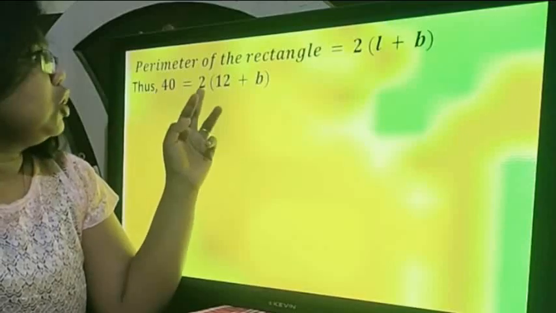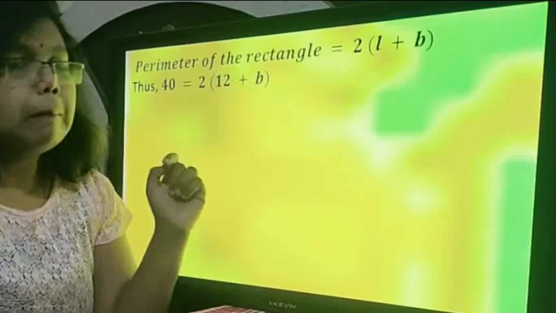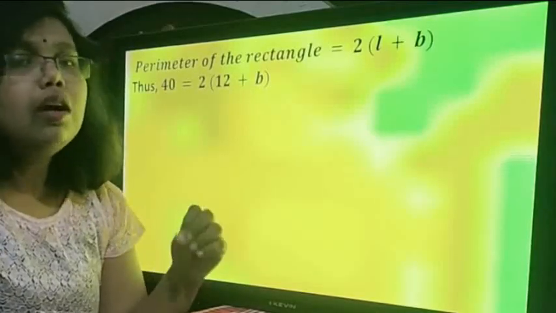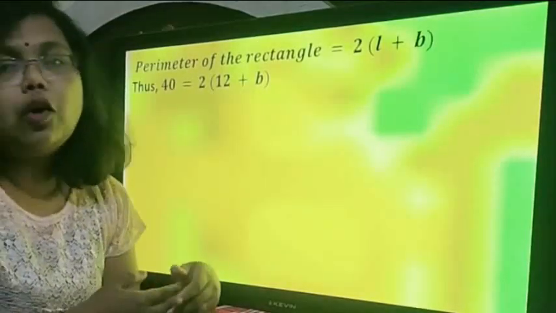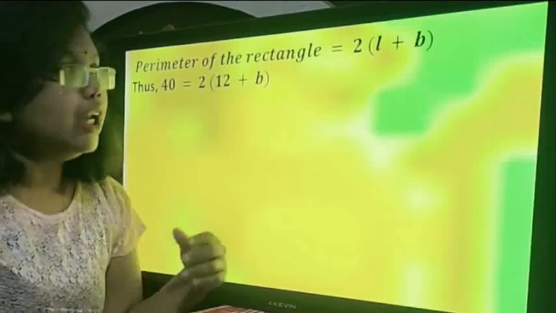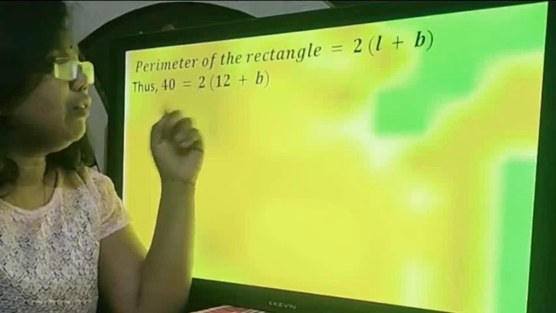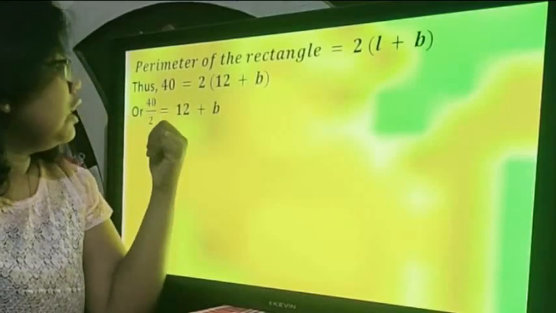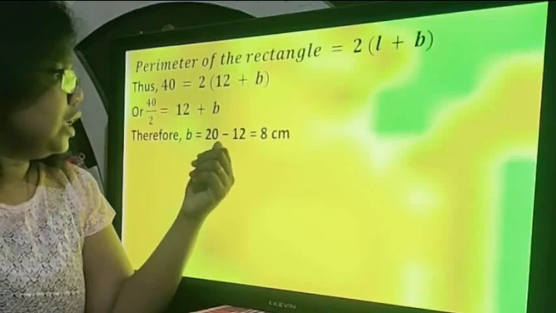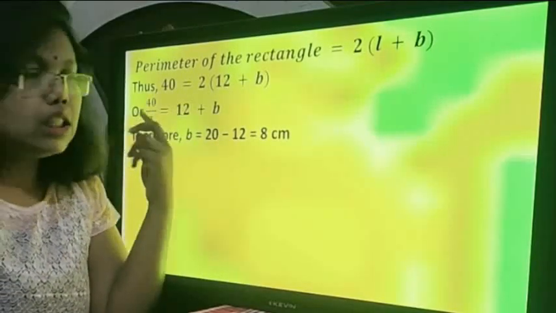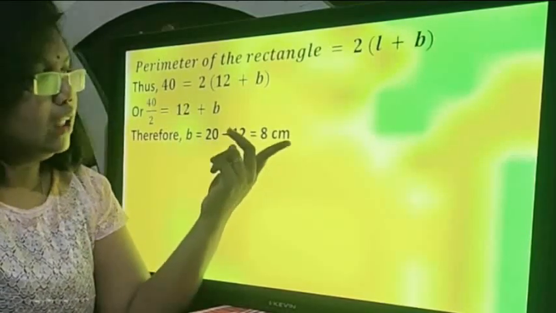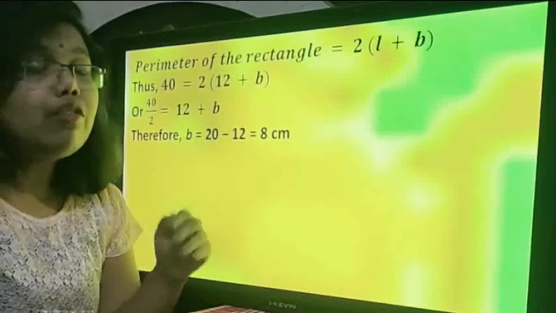So 40 equals 2 into, in brackets, 12 plus B. So this 2, which is multiplying here, will go to the other side. Whenever a number moves to the other side, the opposite of the operation has to be done. Here it is multiplication, so we would be dividing. So what will be divided? 40 will be divided by 2. So 40 divided by 2 equals 12 plus B. Now 40 divided by 2 we get as 20, minus this 12 goes to the other side. So 20 minus 12, so the breadth would be 8. 8 centimeters is the breadth. Now we need to find the area.